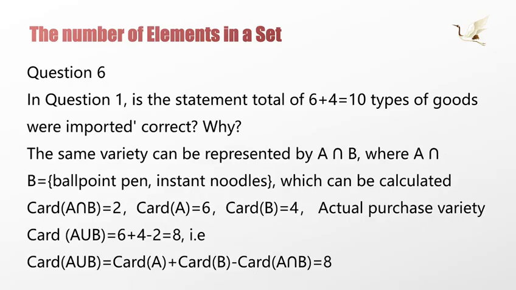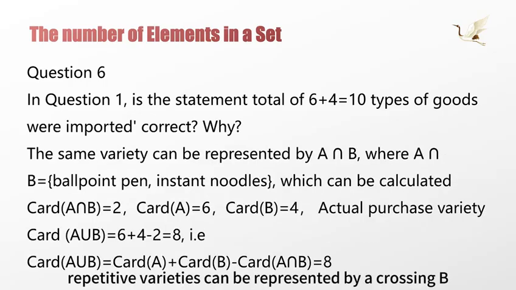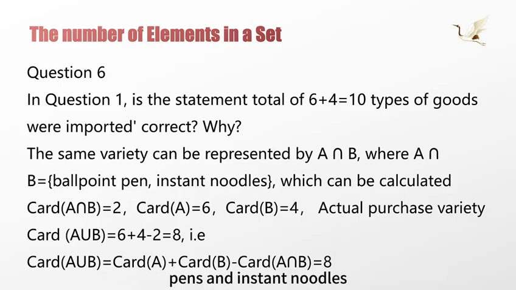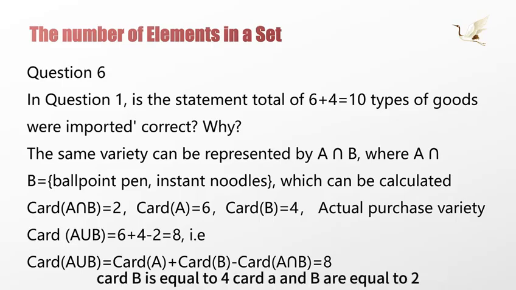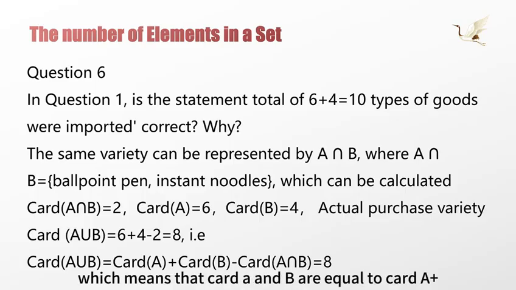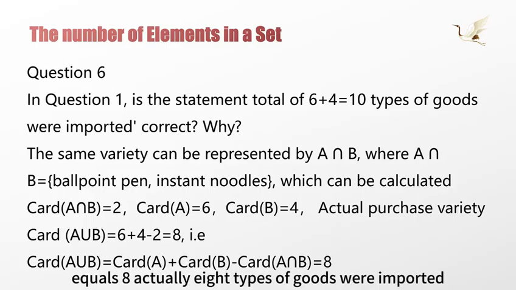Repetitive varieties can be represented by A intersect B. The elements corresponding to A ∩ B are ballpoint pens and instant noodles. We can calculate that card(A) is equal to 6, card(B) is equal to 4, and card(A ∩ B) is equal to 2. The cardinality of the actual purchased variety set A ∪ B is 8, which means that card(A ∪ B) is equal to card(A) plus card(B) minus card(A ∩ B), which equals 8. Actually, 8 types of goods were imported.